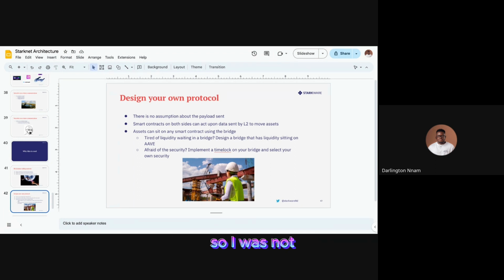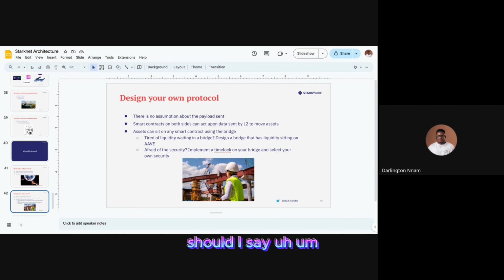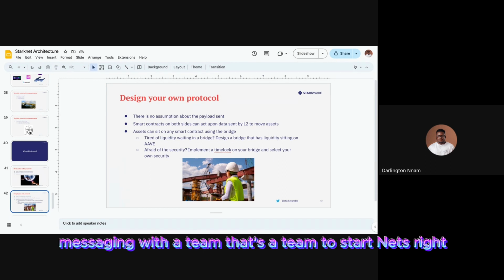I didn't really have the chance to, I would have loved to show us an example of how you would carry out cross L1 to L2 messaging with Ethereum.